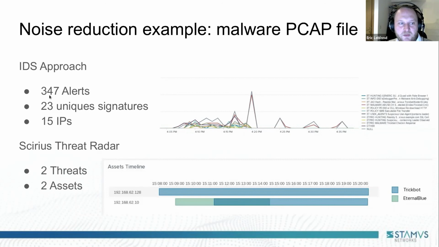And that's why, if you are using a webhook to send the 347 alerts to your Slack channel, it's definitely a no-go. Here you will have one first alert for TrickBot, a second for EternalBlue, and a third for TrickBot on the 62.10. So it's really, yeah, sure.